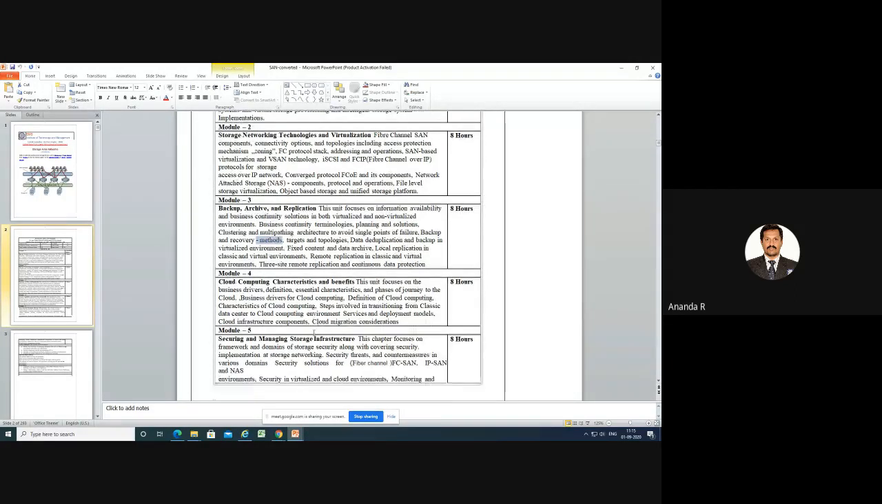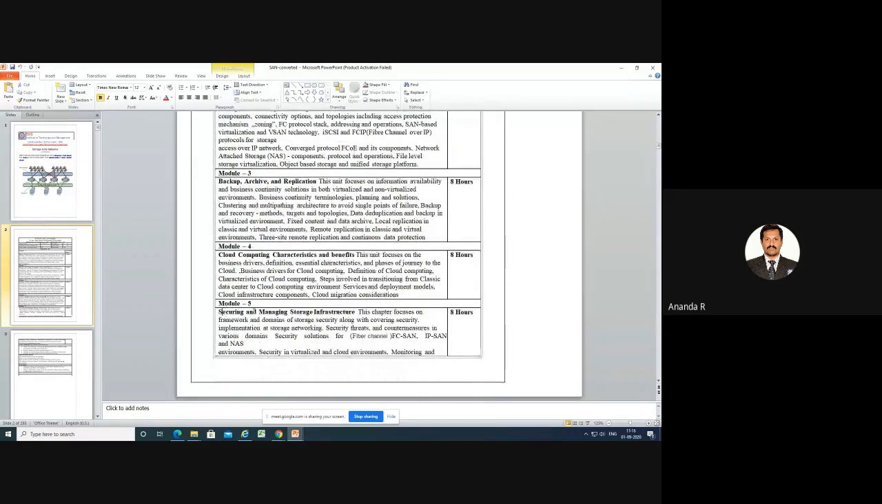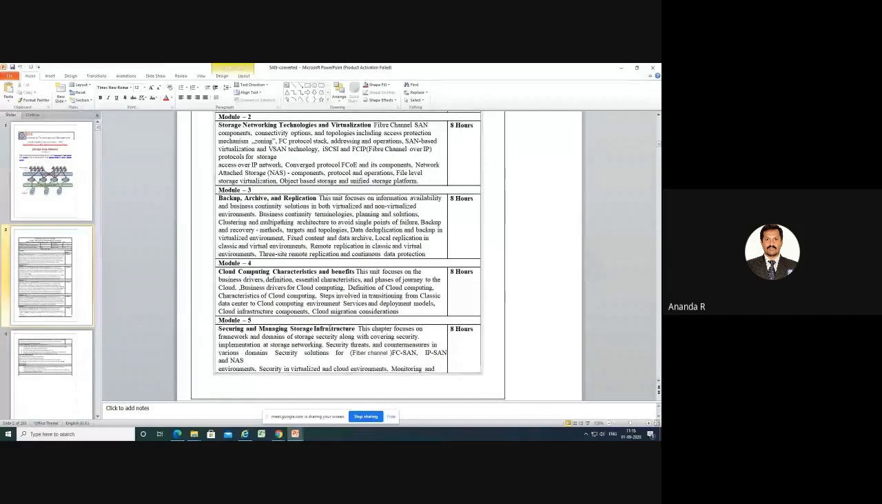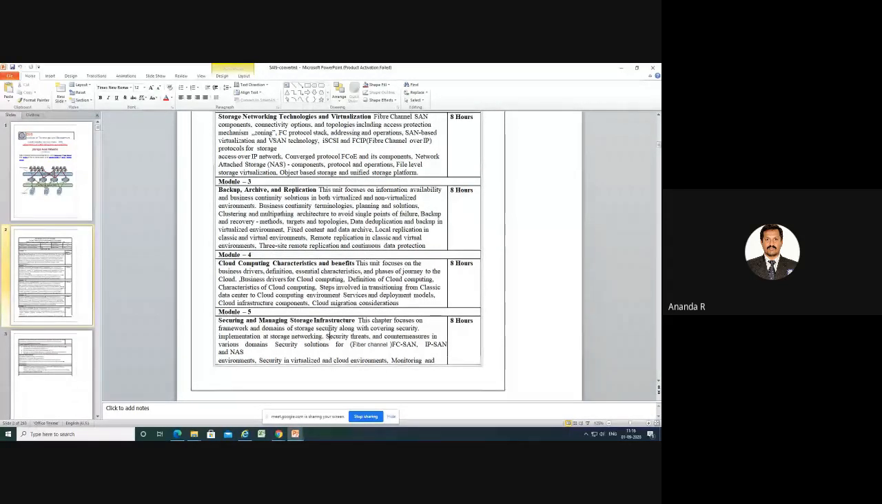If we go for module number 5, it is about securing and managing the storage infrastructure. So we started with the very basics, then we studied storage network topology and virtualization, and we studied what is backup, what is archive of data, what is replication of the data, and what are cloud computing characteristics and benefits. So how to transfer our whole data from the classic environment to the cloud environment. Now the main focus is on security and managing of storage infrastructure.